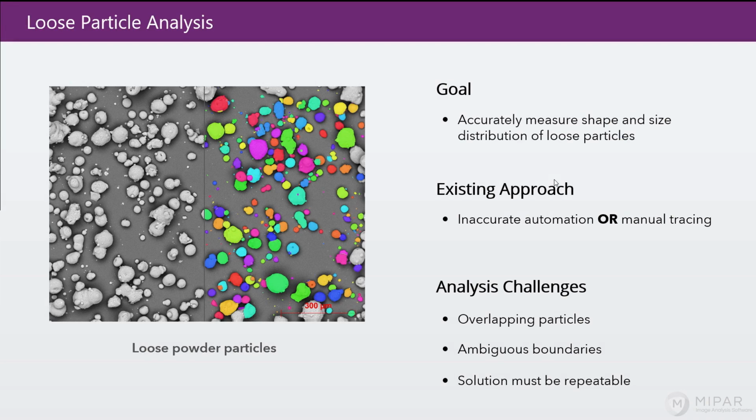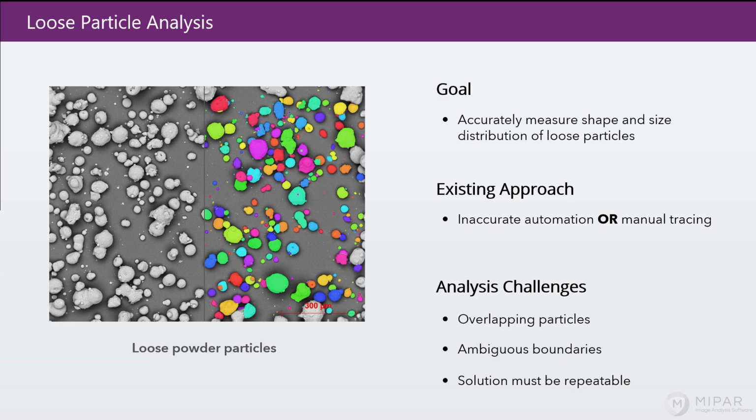So previously, these researchers had to rely on either inaccurate automation with other tools, where particles were separated inaccurately, small satellites were ignored, and/or boundaries were drawn imprecisely, or they had to resort to manual tracing exclusively, which of course is quite tedious, subjective, and costly. With these challenges accommodated, with MIPAR's solution, they were able to graduate to an accurate, high-throughput automated solution.